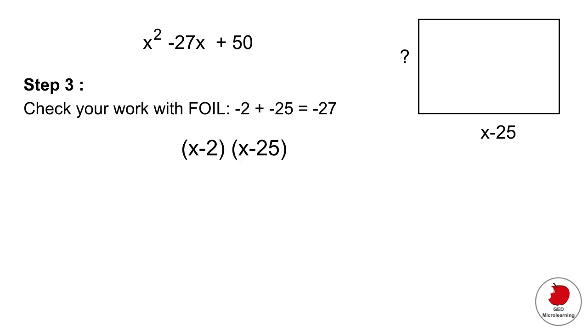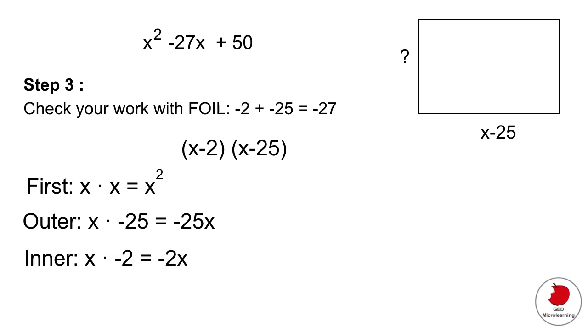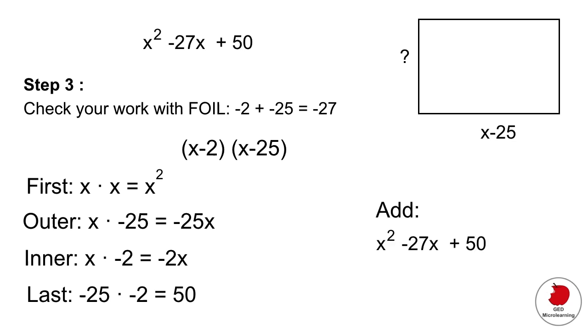Once again, make sure that you check your work with the FOIL method. So multiply those first terms together, outer terms, inner terms, and then the last terms. And then you want to add all of them together to give you that expression x squared minus 27x plus 50, which was what we started with.